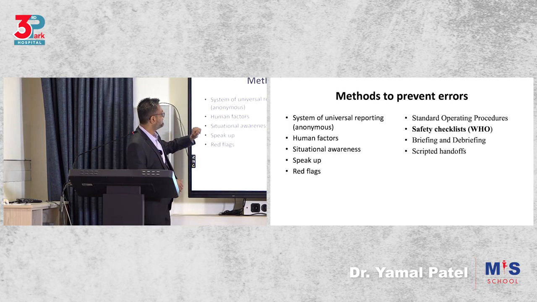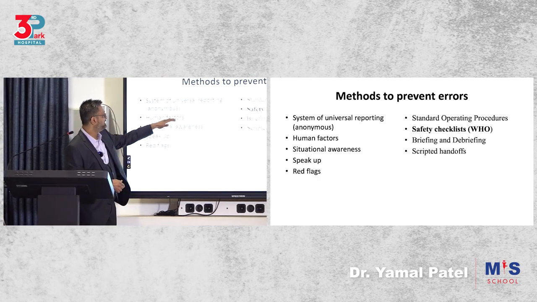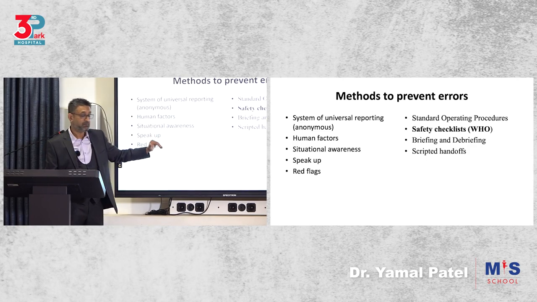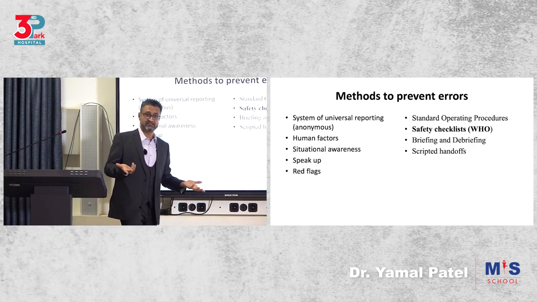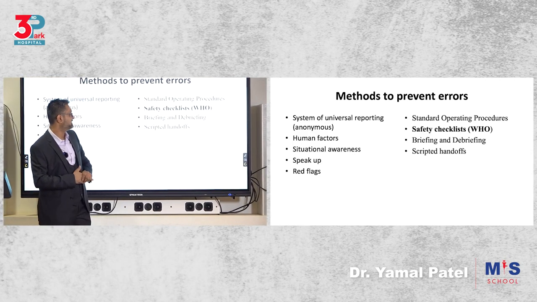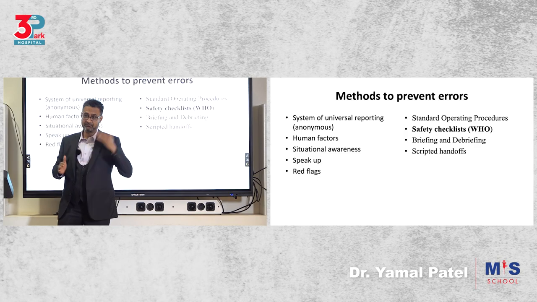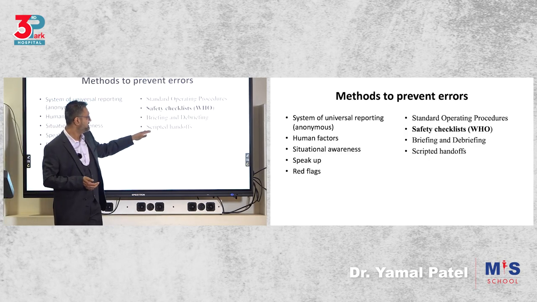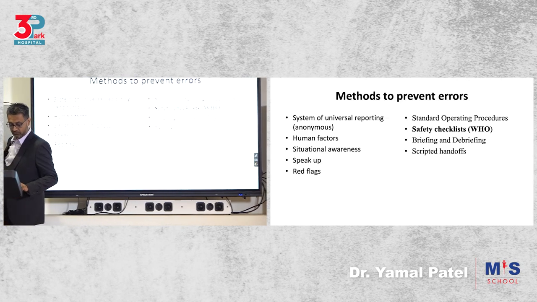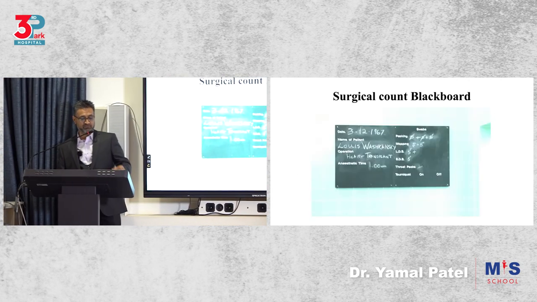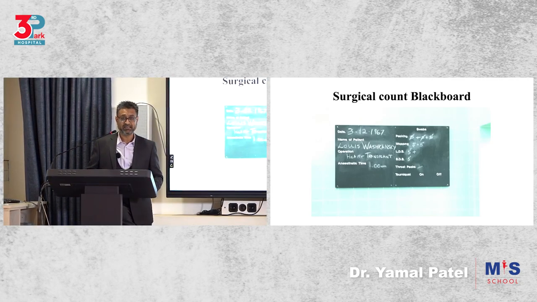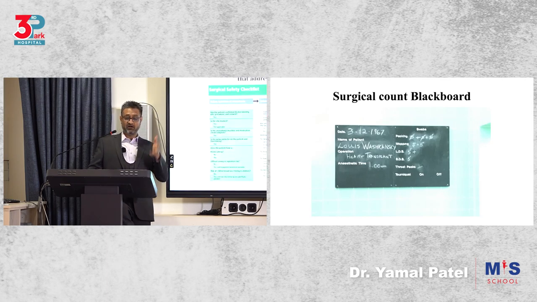You have a reporting system that is anonymous. You have to teach people about human factors, situational awareness, make people speak up, create red flags so that when there's something, they bring up a red flag, have SOPs in theaters, etc. Have briefing and debriefing before and after a complex procedure, have scripted handoffs, but then have the safety checklist. So we are discussing the safety checklist. This would be a surgical count, blackboard to make sure you're not getting complications, you're keeping your counts properly.